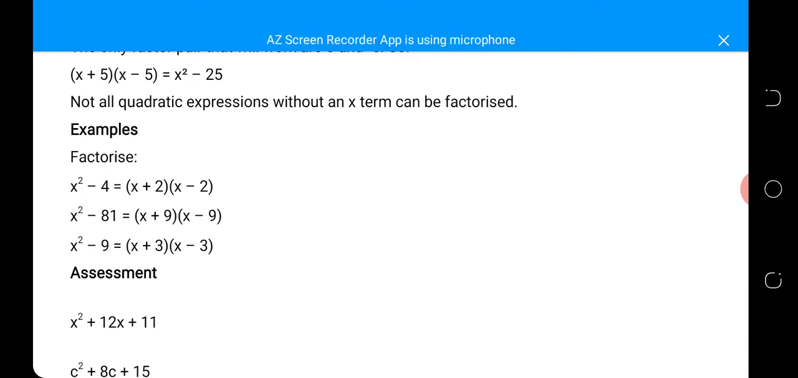Note, you can always check your answer by expanding your factors to see whether you will get the question given to you. That is how to be sure that you are correct, and this has to be done on a rough sheet of paper.